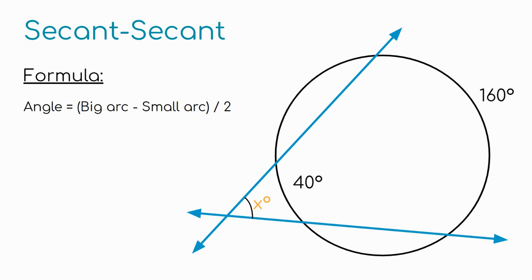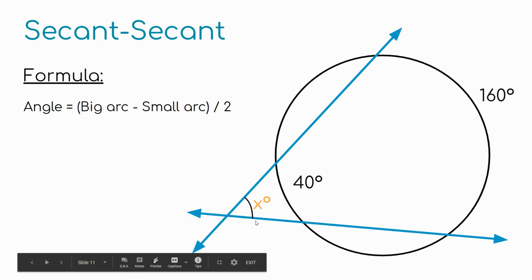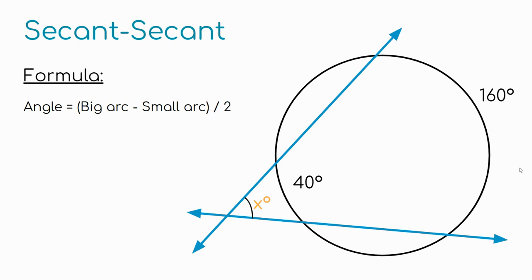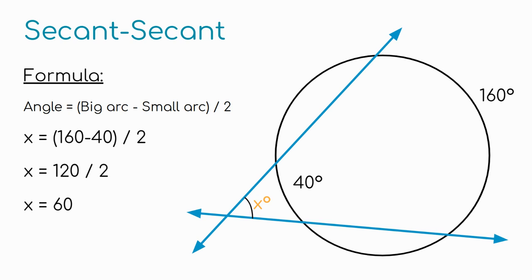Then we did secant, secant. So now our angle is outside our circle. It's over here. And this formula was big arc minus small arc divided by 2. So our last one we were adding, this one we're subtracting. Go ahead and add your formula to your note sheet. To solve for it, we want to do 160 minus 40 divided by 2. 160 minus 40 is 120, divided by 2 is 60 degrees. So our angle there is going to be 60 degrees.